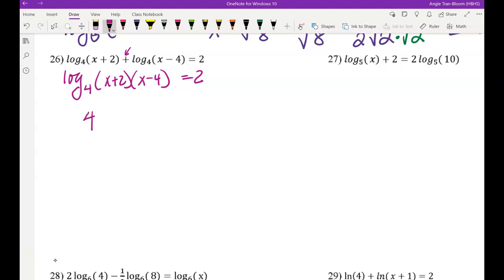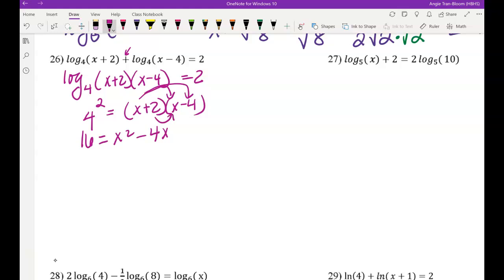So 4 to a second power equals, we need to distribute this a little bit, x plus 2 times x minus 4. So 4 squared is going to be 16. Distributing this, that's x squared, that's going to be minus 4x. In the middle, 2 times x is going to be positive 2x. 2 times negative 4 is going to be negative 8. Then we are going to combine like terms. So 16 equals x squared minus 2x minus 8.